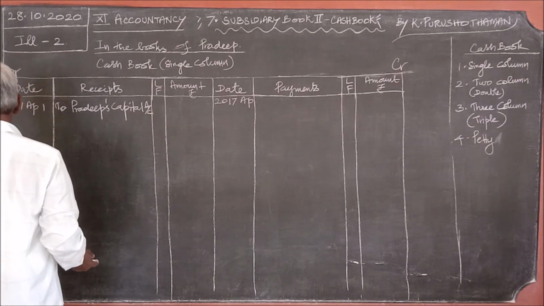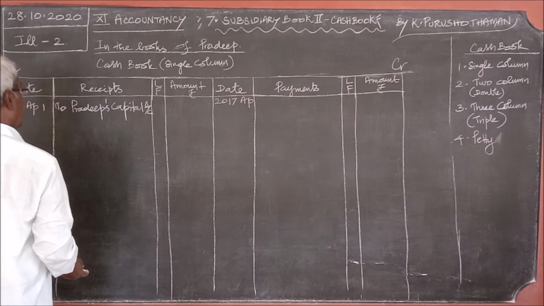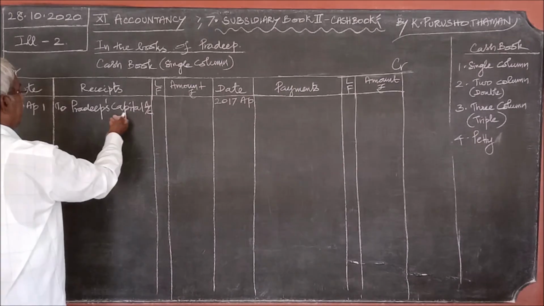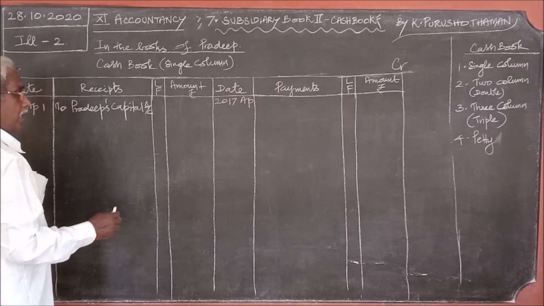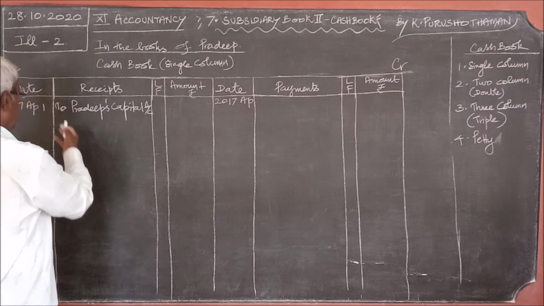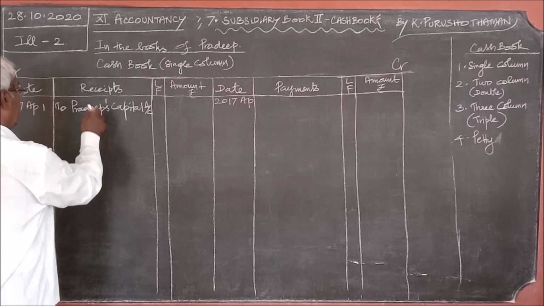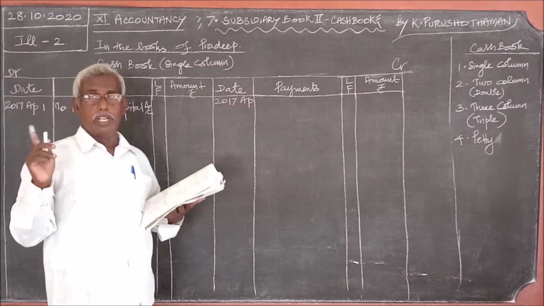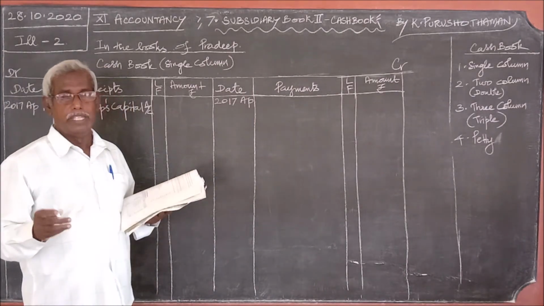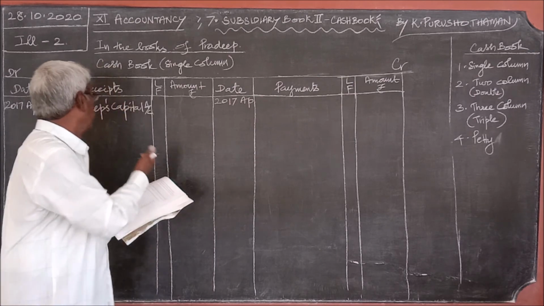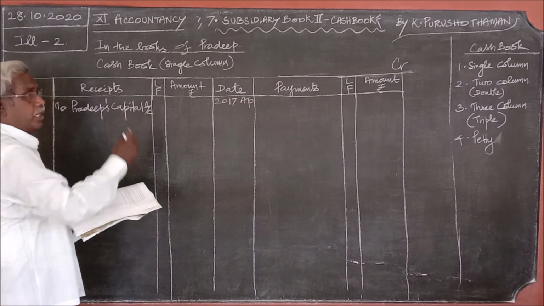Then, commenced business with cash. Started business with cash. If it is like that, you should write the capital account. Or else, for a cash balance, cash in hand on the first date, you write to balance brought down. This is the starting point where you will make the mistake. I once again repeat it. For cash in hand, cash balance, you can write to balance brought down.